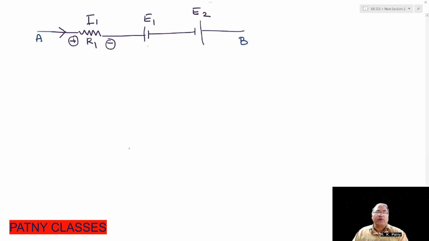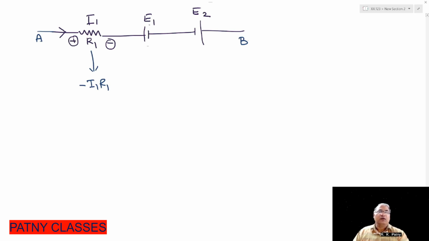Suppose we are moving from A to B, and as we are moving from A to B, the potential drop at R1 is nothing but minus I1 R1, because we are moving in the direction of current. We are moving from higher potential to lower potential. Therefore, there is a potential drop. Therefore, potential drop at R1 is taken as minus I1 R1.